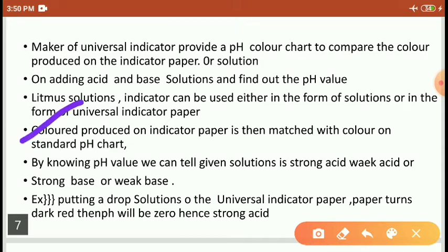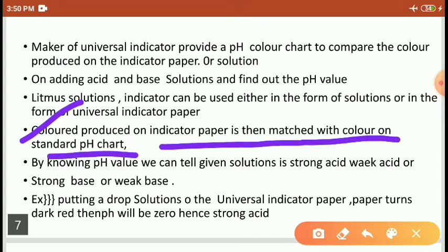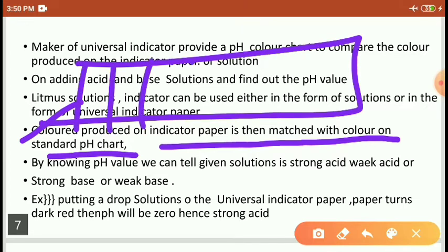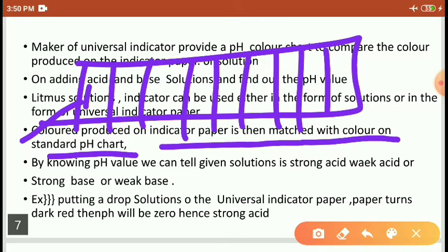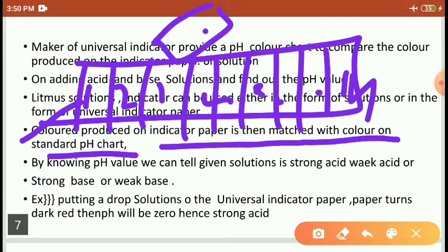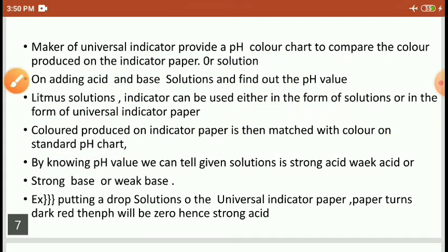So the color produced on the indicator paper is then matched with the pH chart. Whatever chart is there, students, a 1 to 14 chart, 1, 2, 3, 4, 5, 6, like this up to 14. In this chart, when you dip the pH paper or litmus paper into the solution, whatever color you get, you match with the respective color, then you get the solution's pH. Right, friends?